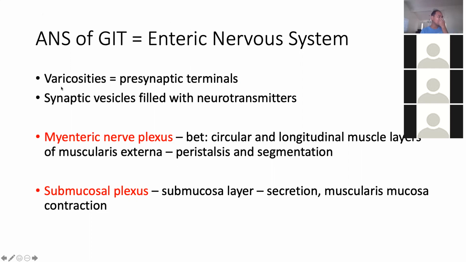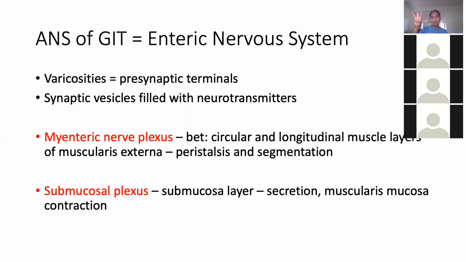Like we saw these small little varicosities, and these little varicosities are filled with the neurotransmitter. And this is a reminder, we saw these two, myenteric nerve plexus and submucosal plexus. How many layers do we have in the gastrointestinal tract? We said 4, not 3. This is the exception. Mucosa, submucosa, muscularis, and serosa.